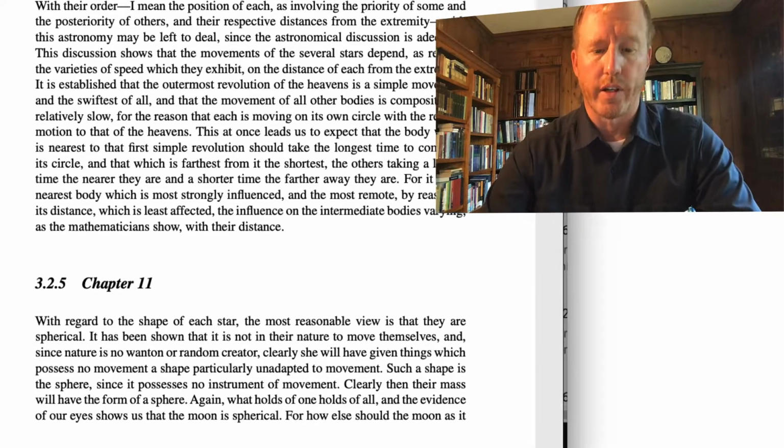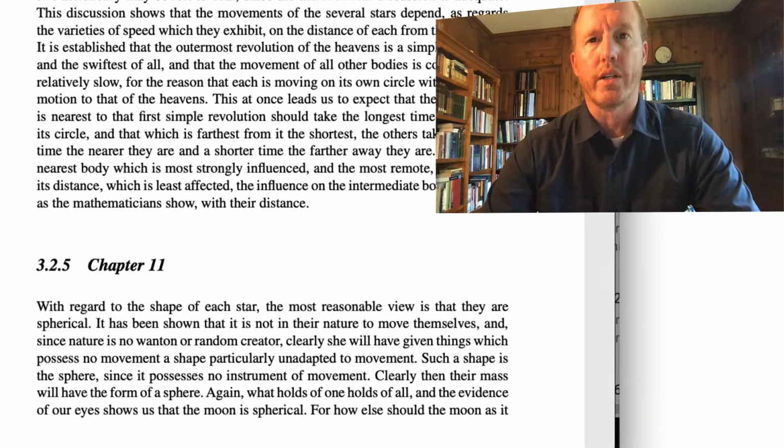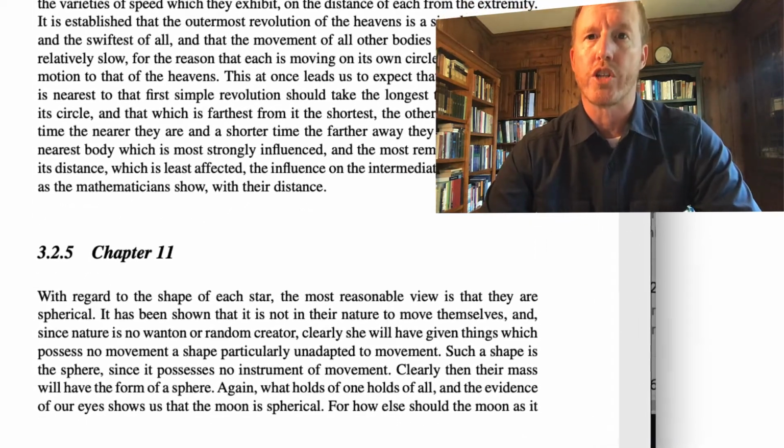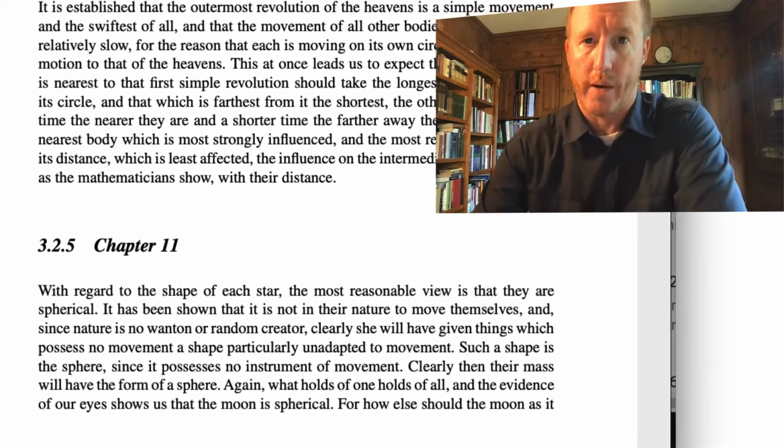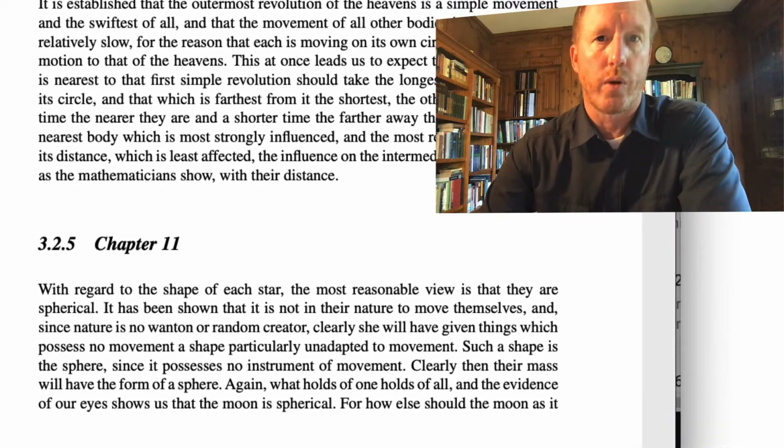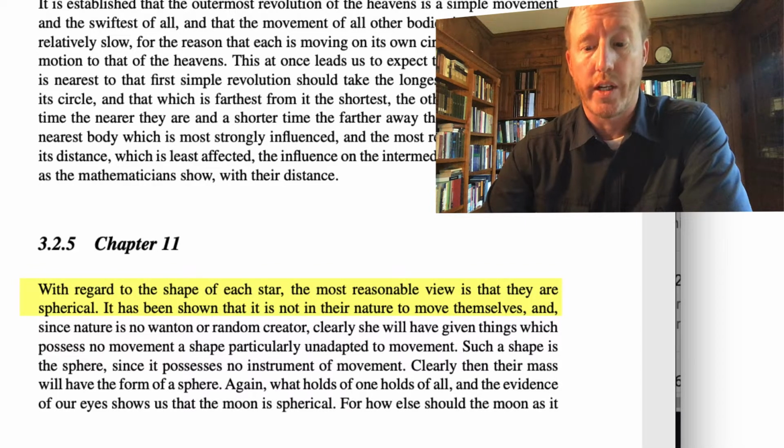In Chapter 11, Aristotle asks the question, what is the shape, or rather, what are the shapes of the stars? This is a very short chapter for Aristotle, and he answers this quite quickly. He says that the stars are in the shapes of spheres. Why are they in the shapes of spheres? Well, he gives two reasons for this.